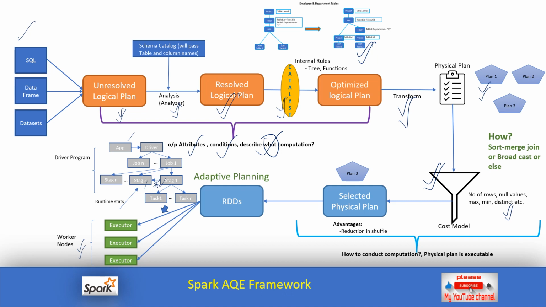Let's take an example where we have table 1 and table 2. There are two tables. Table 1 has very minimal data and those two tables have to join. So maybe we are selecting a broadcast join based on the stats. Then we'll select plan number 3.